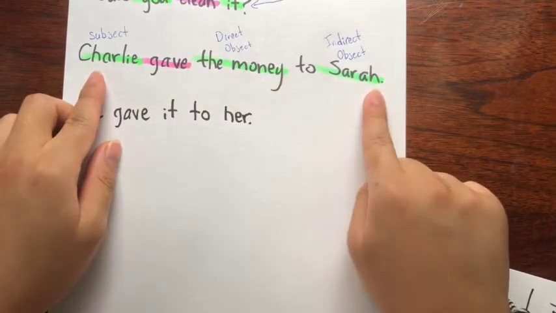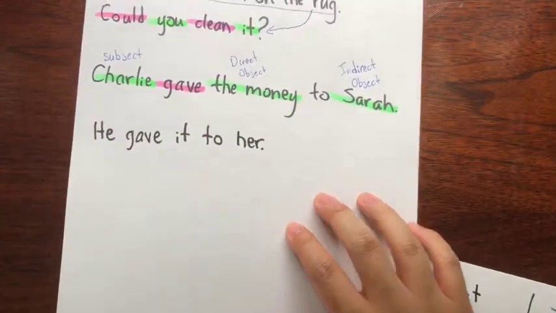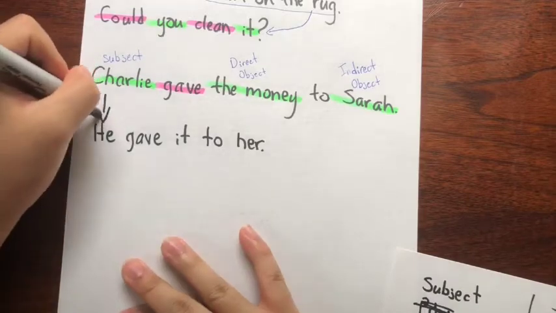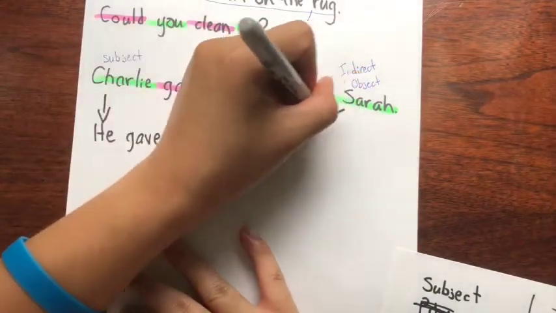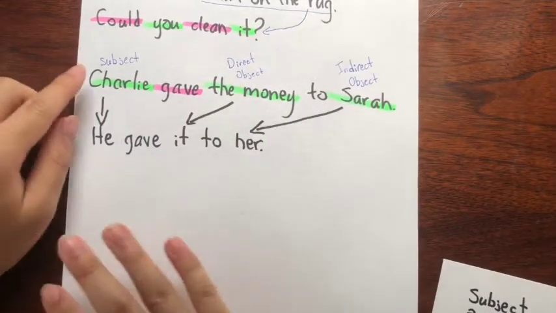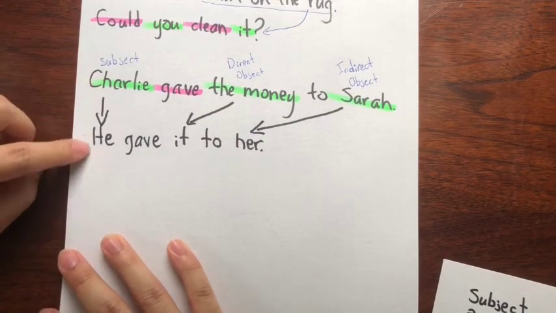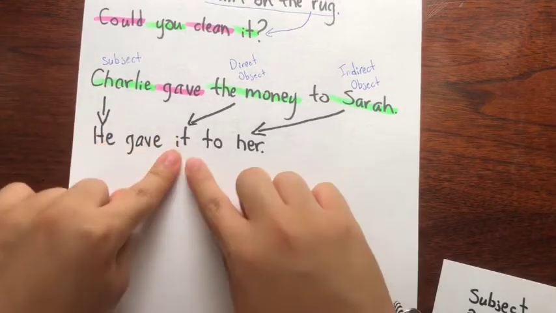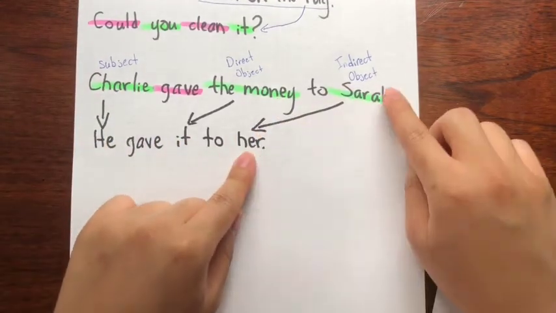Charlie gave the money to Sarah. He gave it to her. So he replaces Charlie. It replaces the money. Her replaces Sarah.